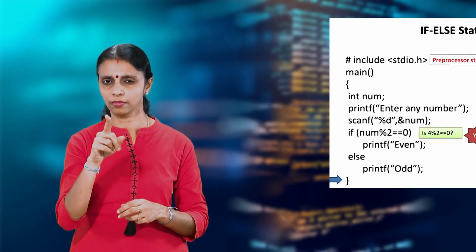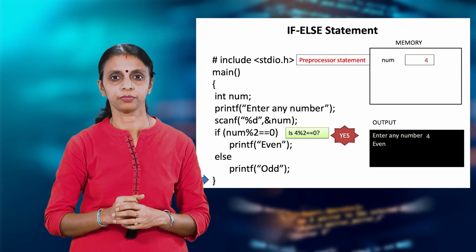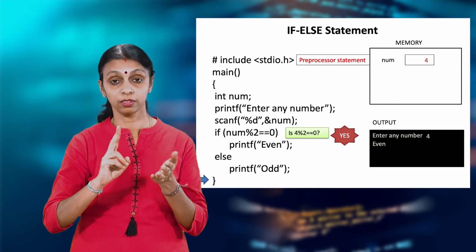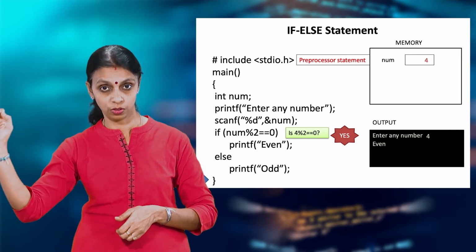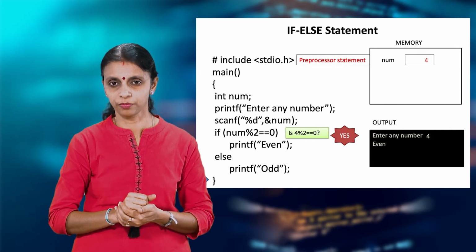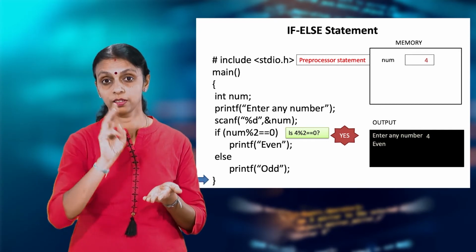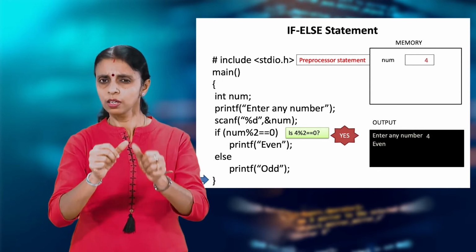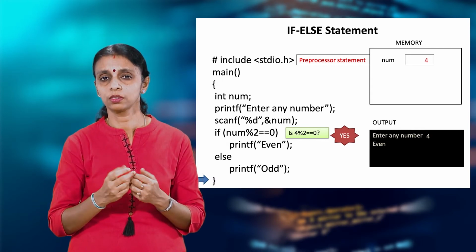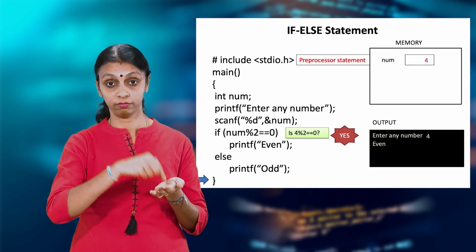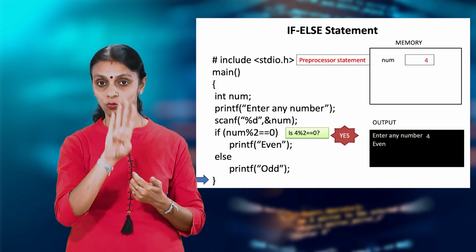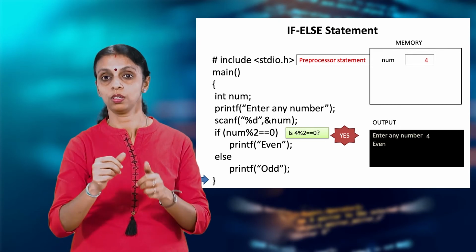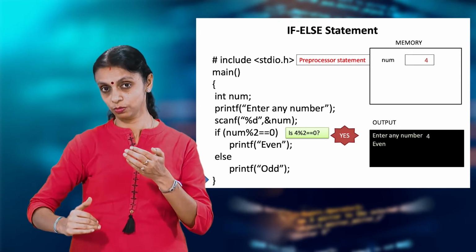See this if statement. If num mod 2 is equal to 0, means if we divide num by 2, what will be the remainder? 4 is stored in num. Therefore, the remainder obtained when 4 divided by 2 is 0.